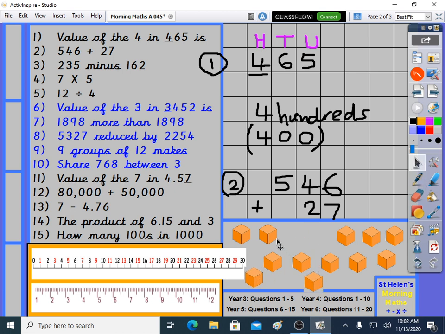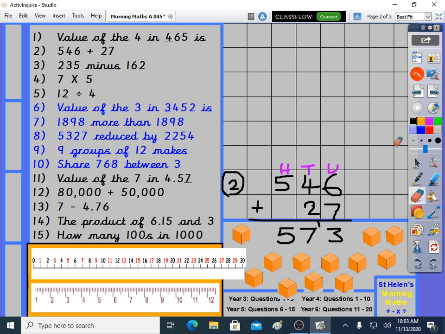Cubes again. 6 plus 7. 6 plus 1, 2, 3, 4, 5, 6, 7 is 13. 4 plus 2 is 6, plus 1 is 7. And 500 is 500. So the answer is 573. In the units, tens and hundreds is our hats. We have 573 because 546 plus some more makes it get bigger to 573. And we can go on to question 3.